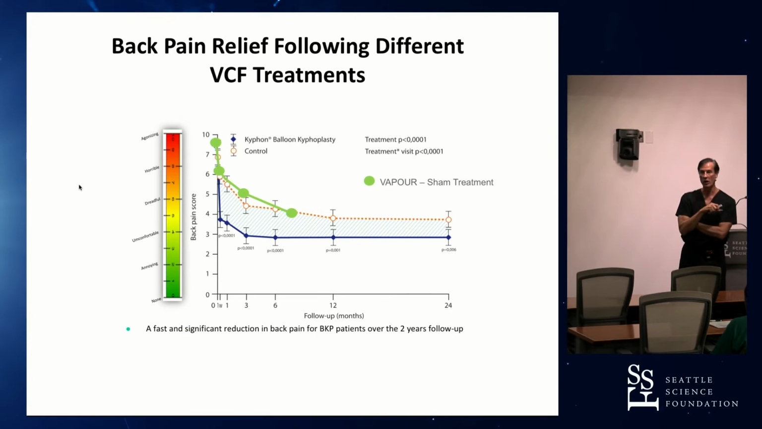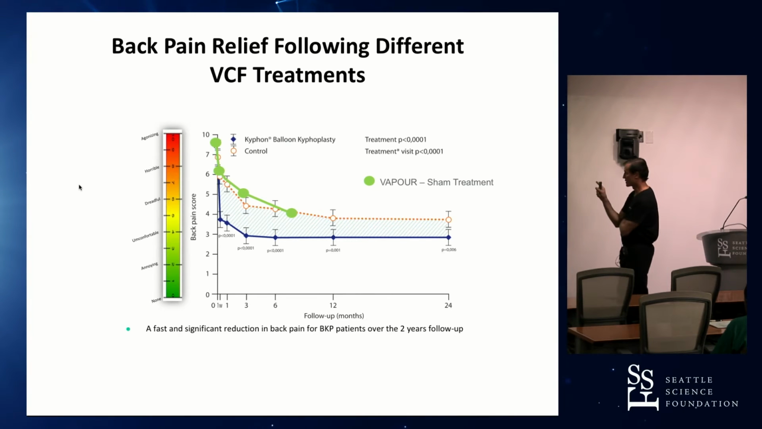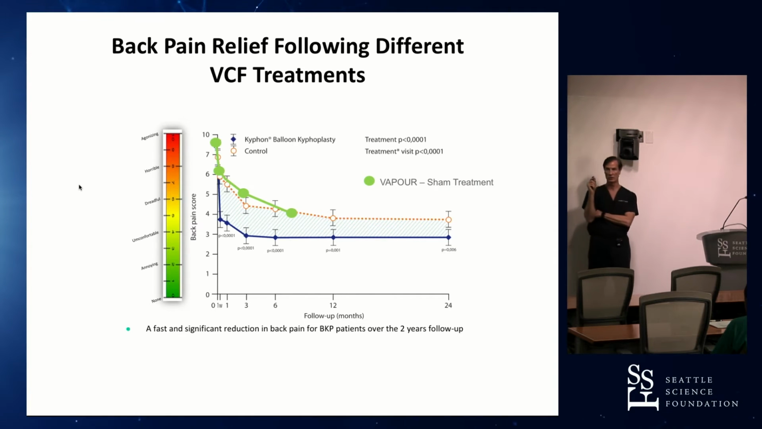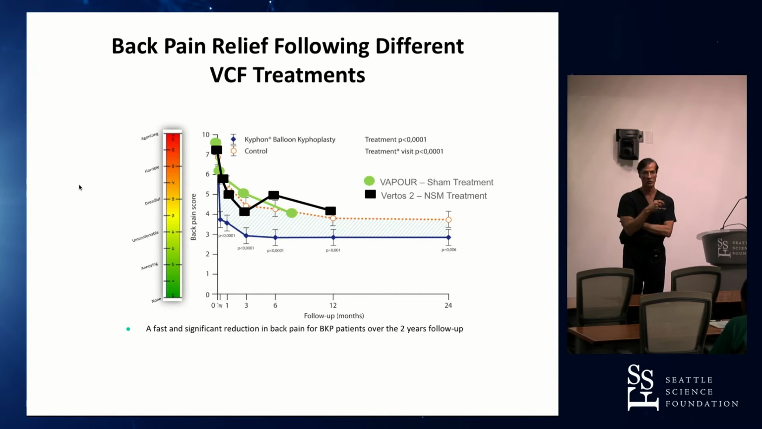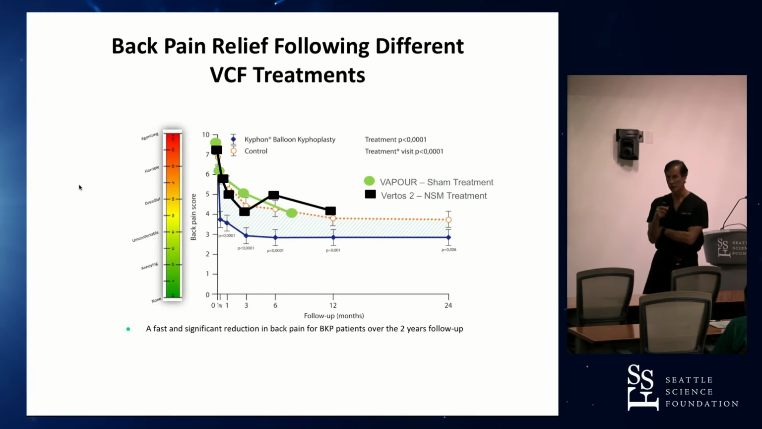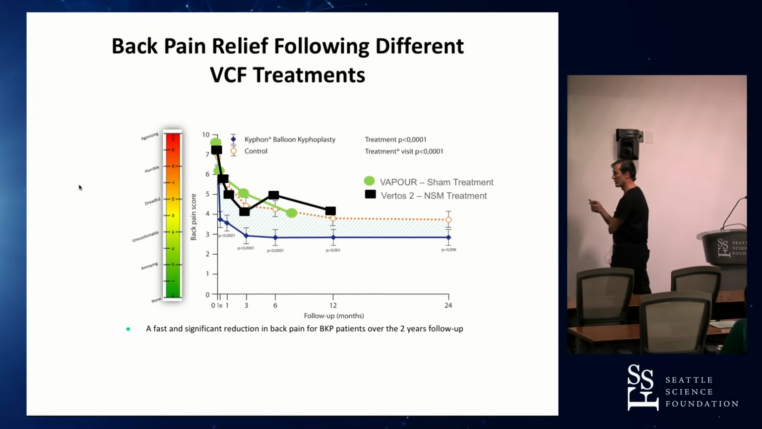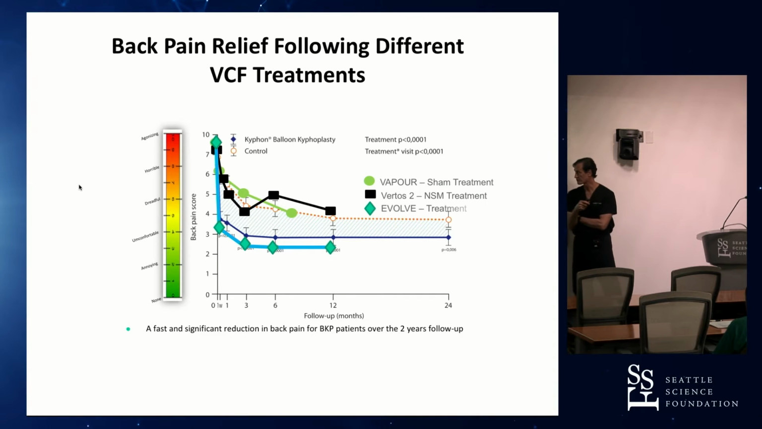This is the VAPOR trial, Bill Clark's VAPOR trial. That's a sham trial that was positive for vertebroplasty, and his sham was not docking the needle on the pedicle and injecting a bunch of bupivacaine. His sham was injecting lidocaine under the skin, appropriate sham. What about Vertos 2? This was conventional treatment, not sham. Kind of tracks along the same lines as did the conventional treatment for the free trial.